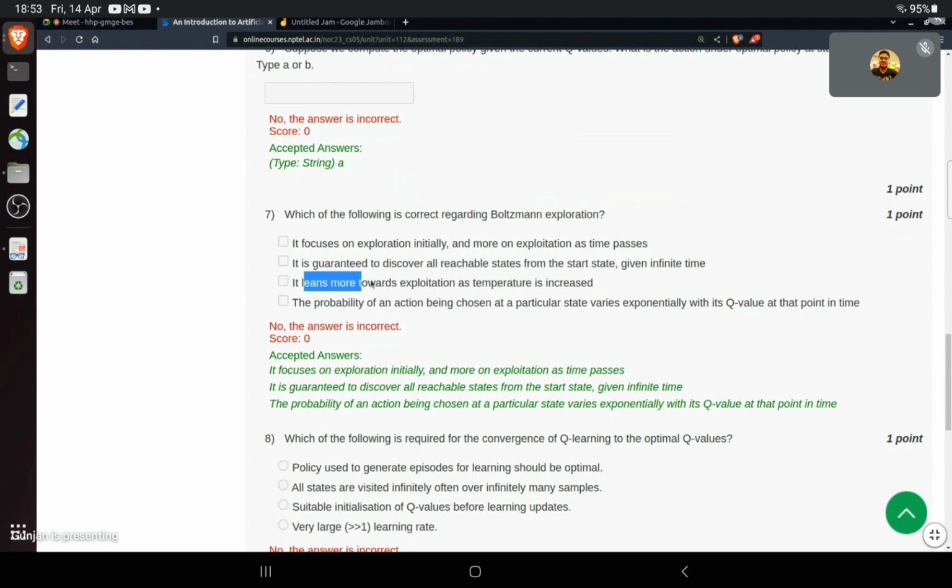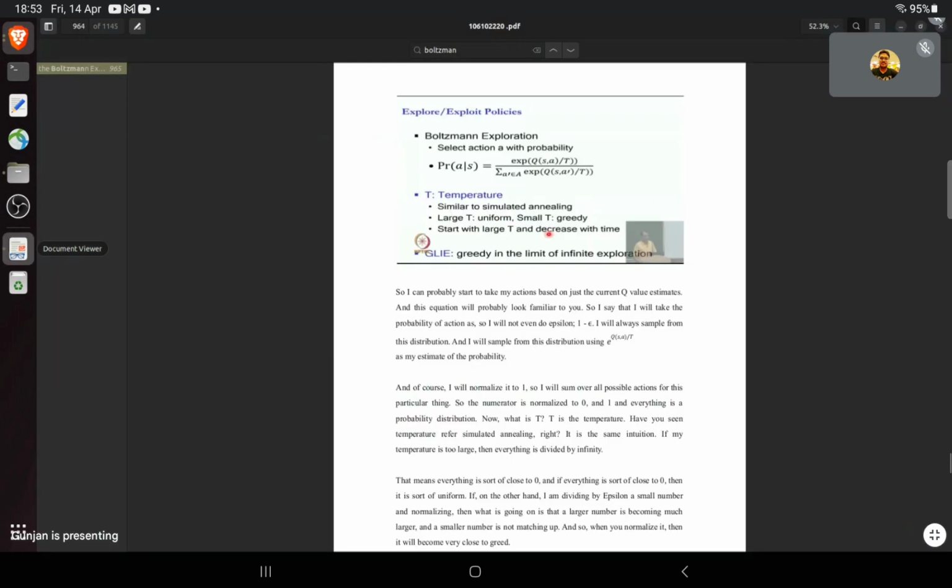Then it says it leans more towards exploitation as the temperature is increased. Just the reverse. As the temperature decreases, you lean more towards exploitation. Exploration is when the temperature is high. And finally, the probability of an action being chosen at a particular stage varies exponentially with its Q value at a point in time, and that is true because that's how we are actually calculating the probabilities, right? So it does depend exponentially on the Q value.